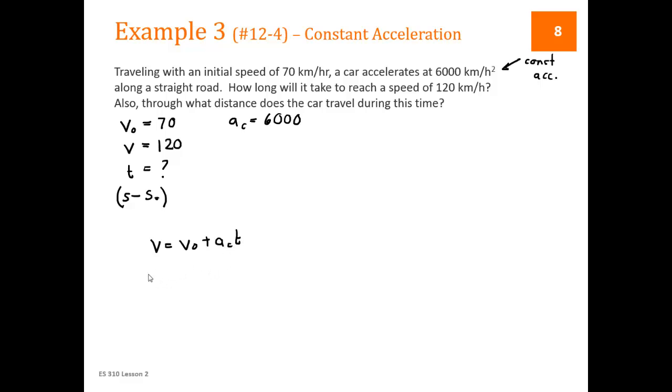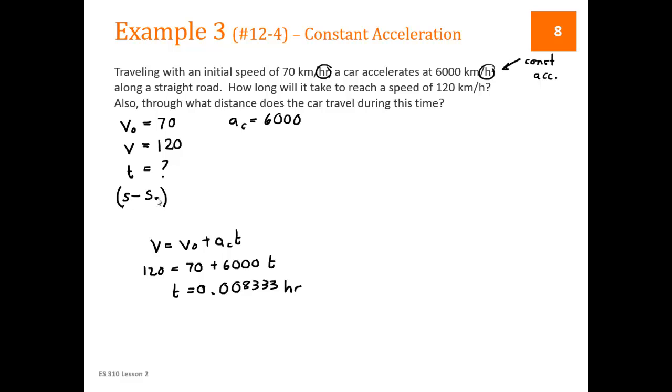All right, so v is 120. v naught is 70 plus 6,000 t. So for t, we get 0.008333, and our time units were hours. All right, so this is hours, and you could convert that to seconds if you wanted to. All right, the other thing we're looking for is this displacement. How far do we go?